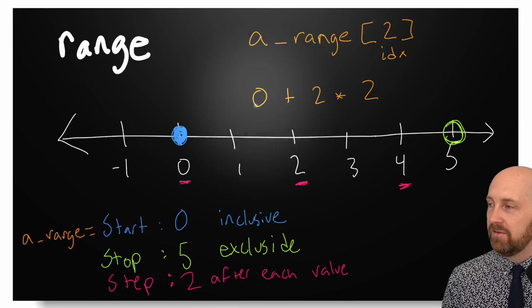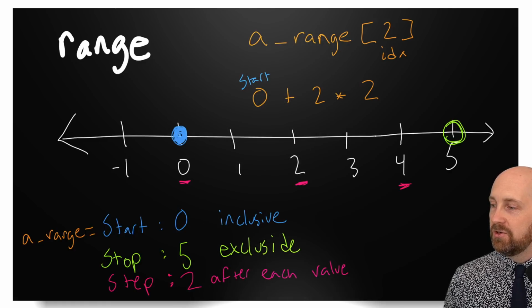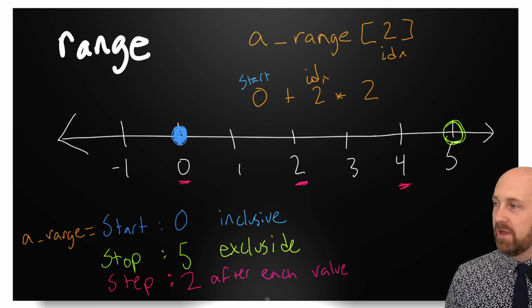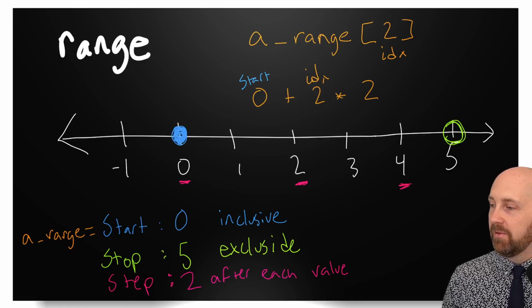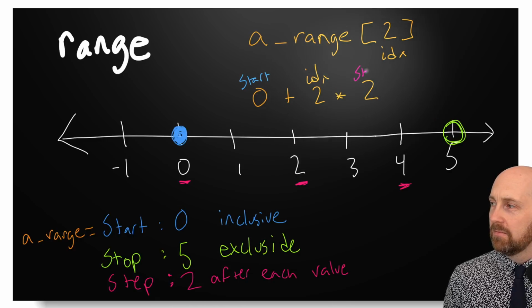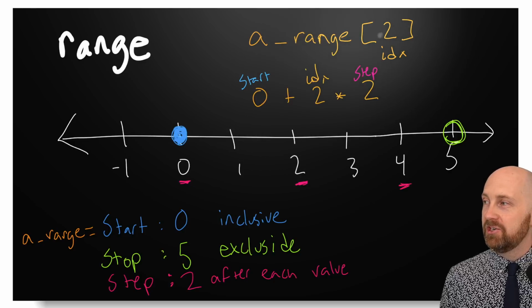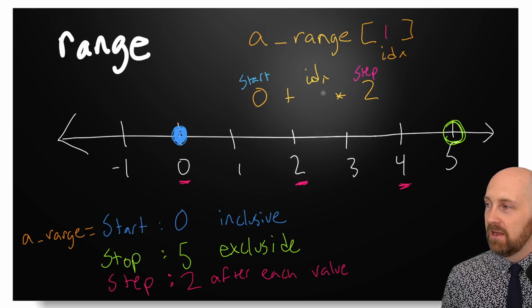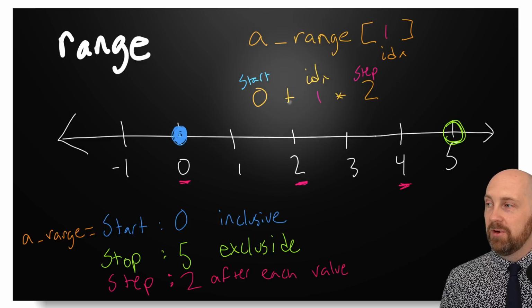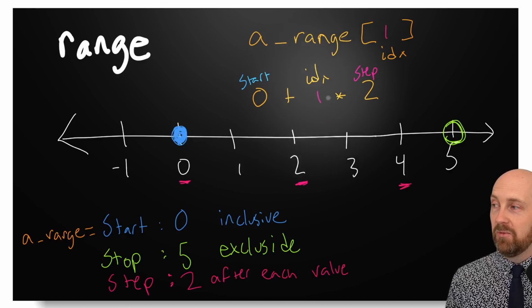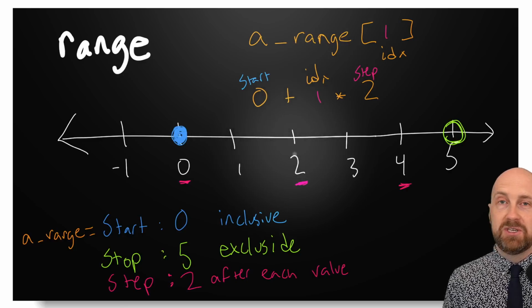Let me actually color code this. So our start was 0, and we add on 2, which is our index, multiplied by our step. We have a simple little formula for figuring this out. If you change the index to 1, we would know that the value at index 1 could be calculated by 1 multiplied by 2 plus 0, which would just be 2.